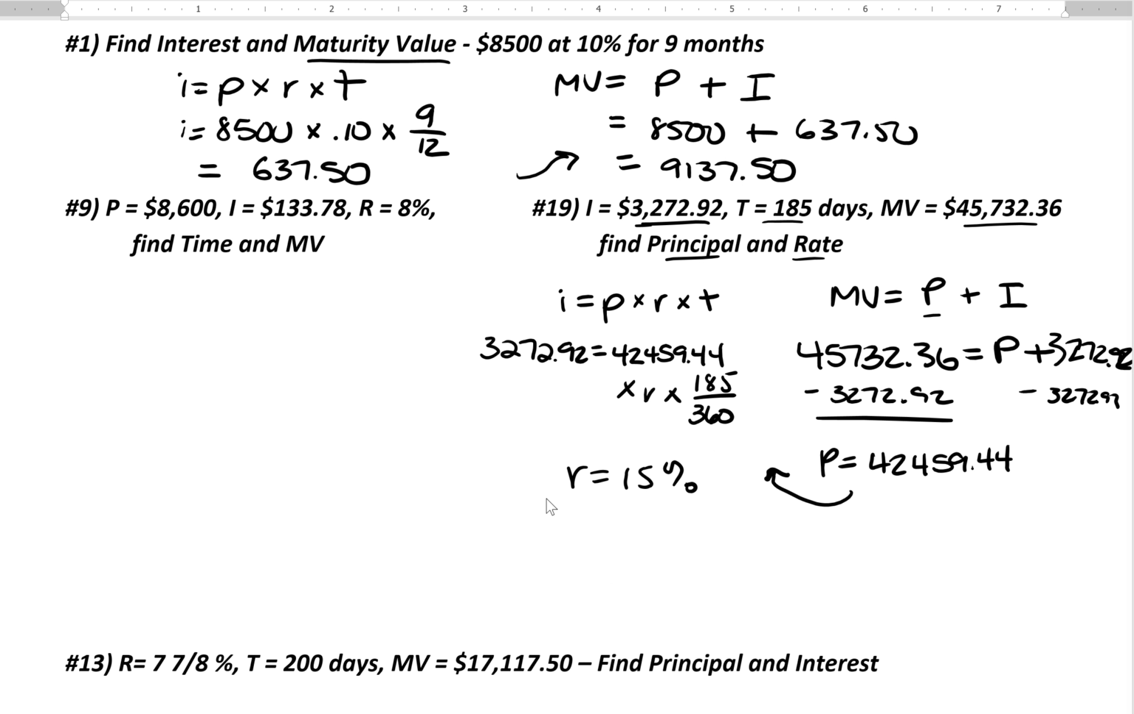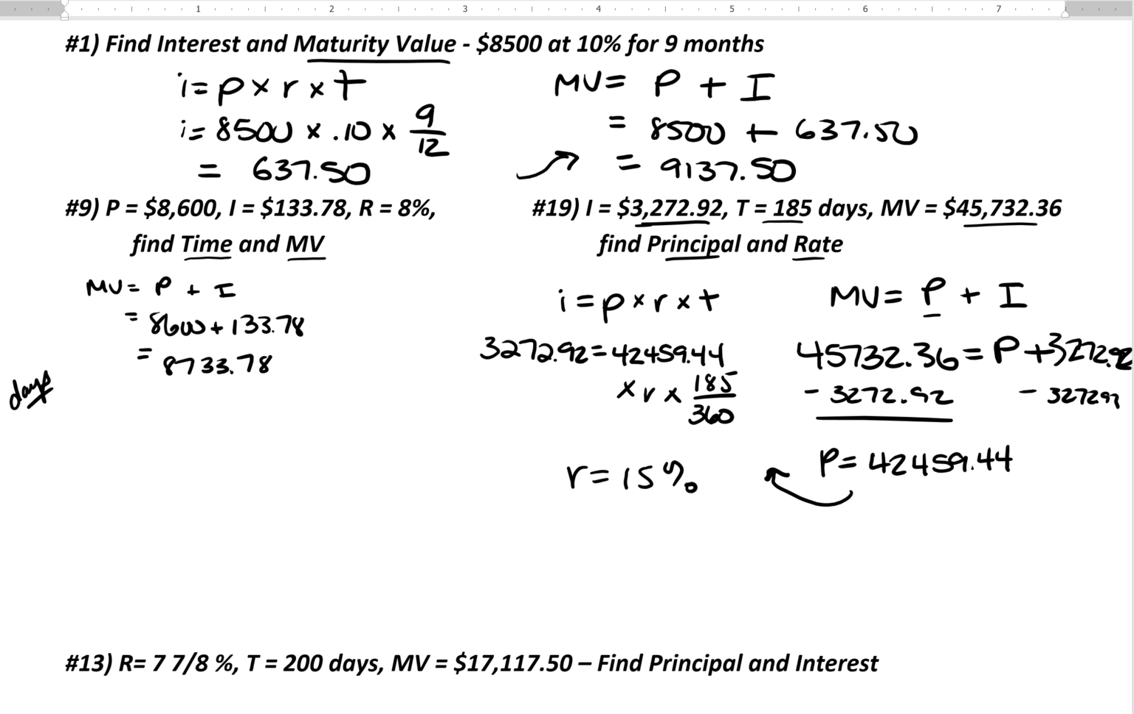So calculation number 9, this is section 12.3, question number 9. We have a principal amount of $8,600. Interest is $133.78. The rate is 8%. We are supposed to find time and maturity value. Well, the easy one is maturity value because maturity value equals principal plus interest. So we just need to add those two amounts. $8,600 is the principal, interest is $133.78. So maturity value is $8,733.78.